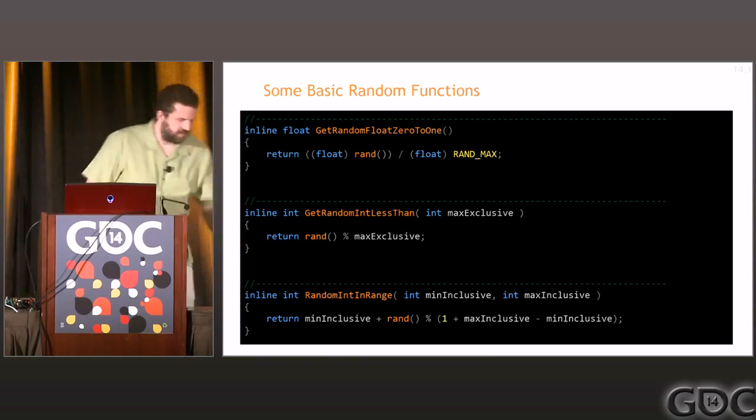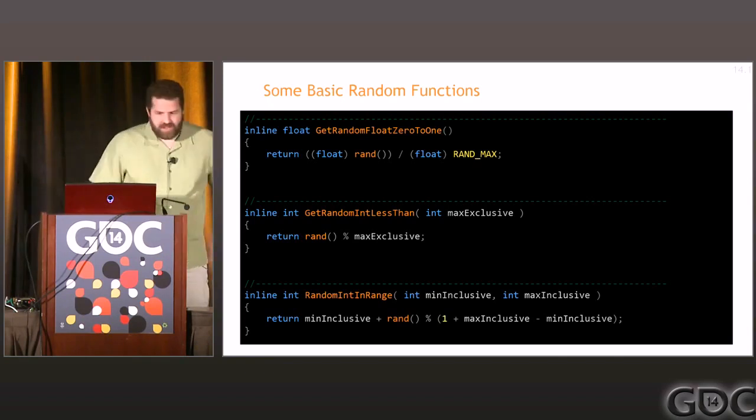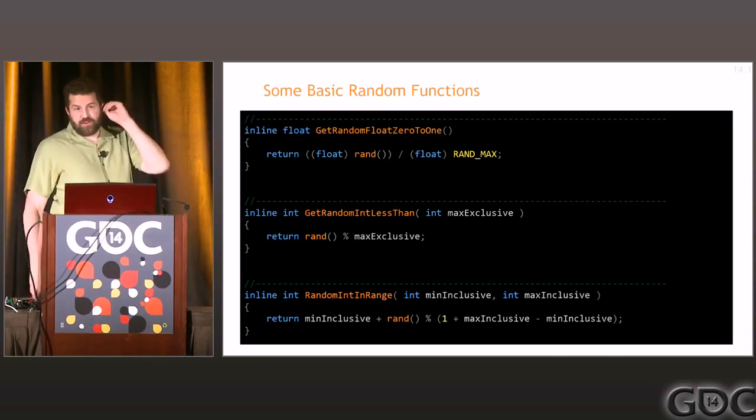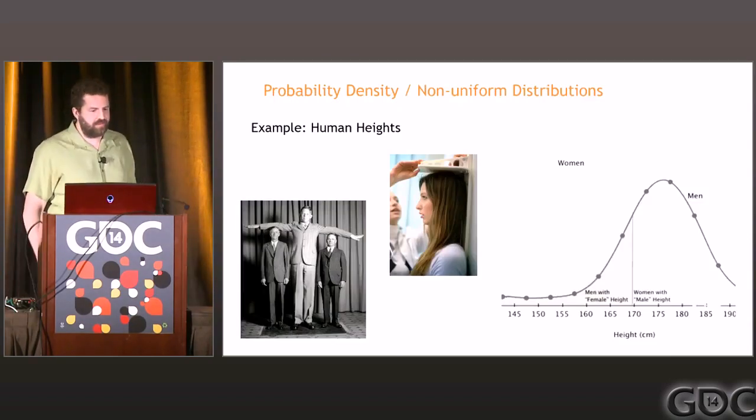Okay, so we're going to start with some basic functions. I am going to be referring to some of these as I go. Probably you all have this sort of thing. Get a random number from 0 to 1 is probably the most useful way to ask for random numbers in general.